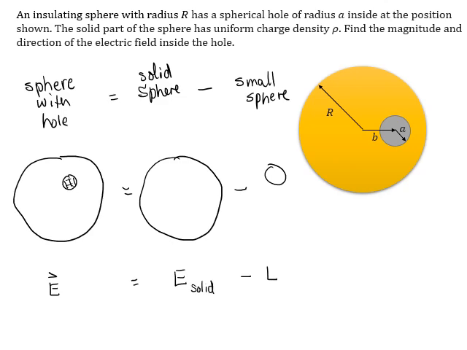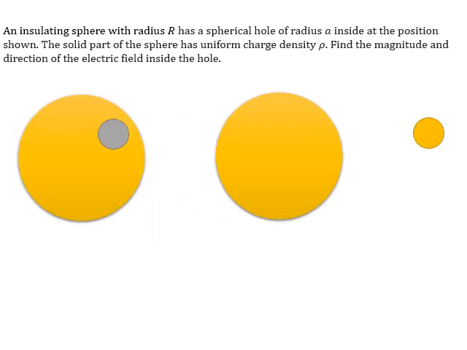Take away the electric field of the small sphere. Okay, hopefully that makes sense as a strategy. So to get the electric field of this spot right here, we'll find the electric field right here and we'll subtract the electric field of this one. So let's just recap that once more with slightly nicer pictures.